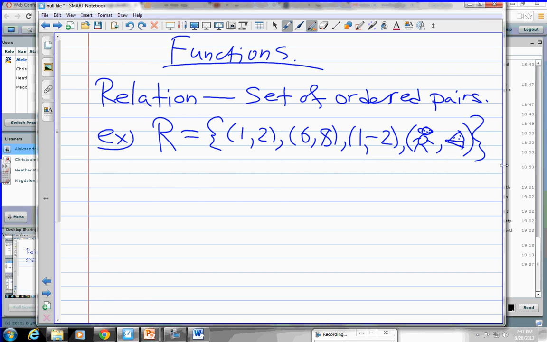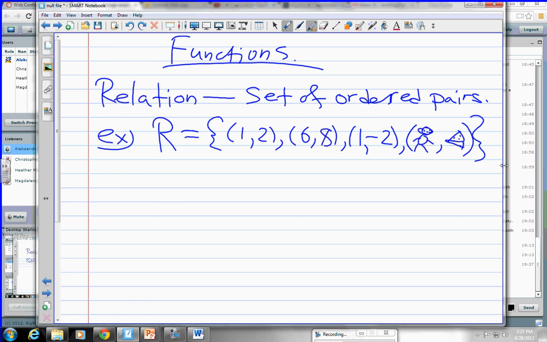Okay, so what this says is that somehow 1 relates to 2. I don't know why, it just says that. The ordered pair (1, 2) means 1 relates to 2. 6 relates to 8. 1 relates to -2. Monkey relates to piece of cheese, but not the other way around. Cheese does not relate to monkey, or 8 does not relate to 6. It has to be in order.